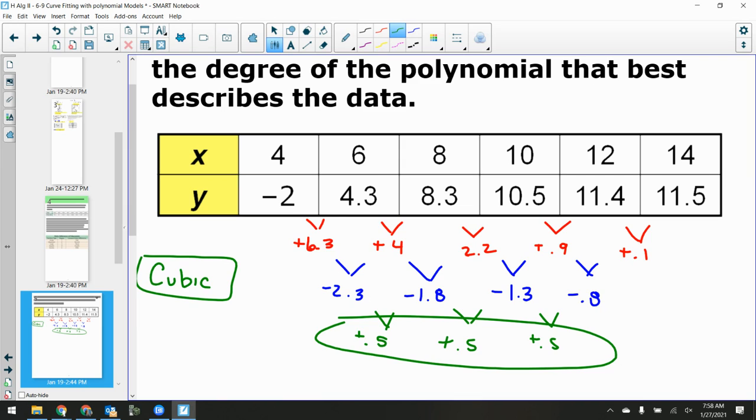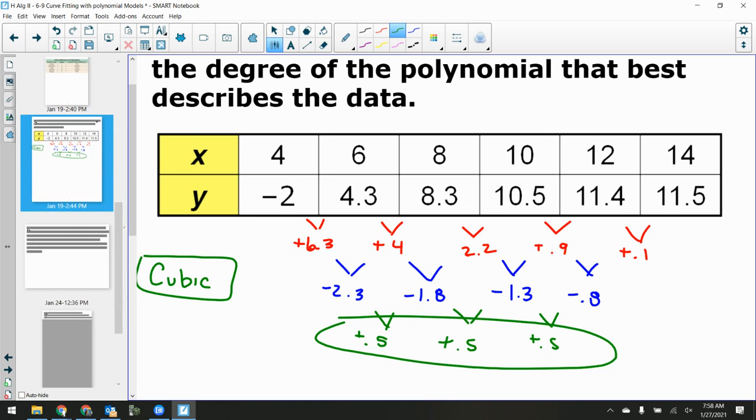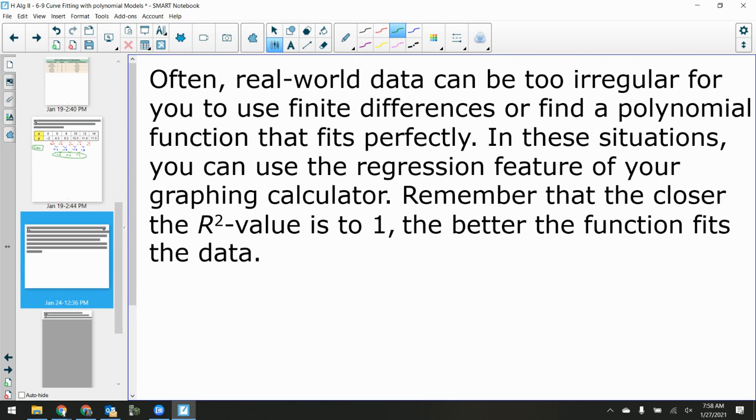Now, does real life data always match exactly to a specific function? No. Often real world data can be too irregular for you to use finite differences or find a polynomial function that fits perfectly. It would be nice to find a polynomial that fits perfectly to every situation. In those situations, you can use the regression feature on your calculator. Remember that the closer the r squared value is to 1, and we looked at the r squared value when we started talking about quadratics, the better the fit.